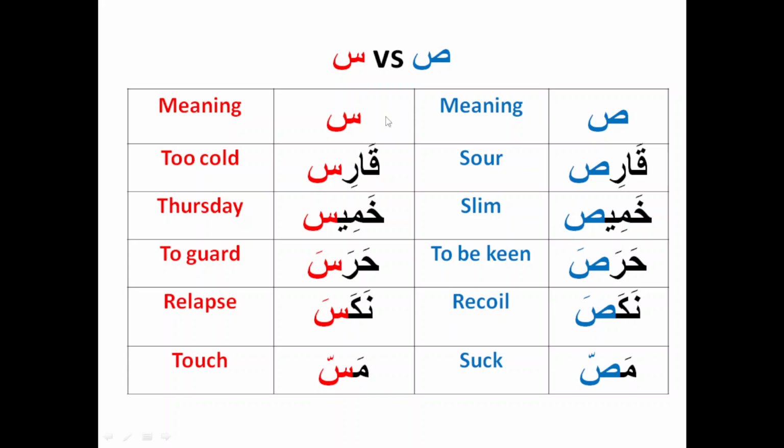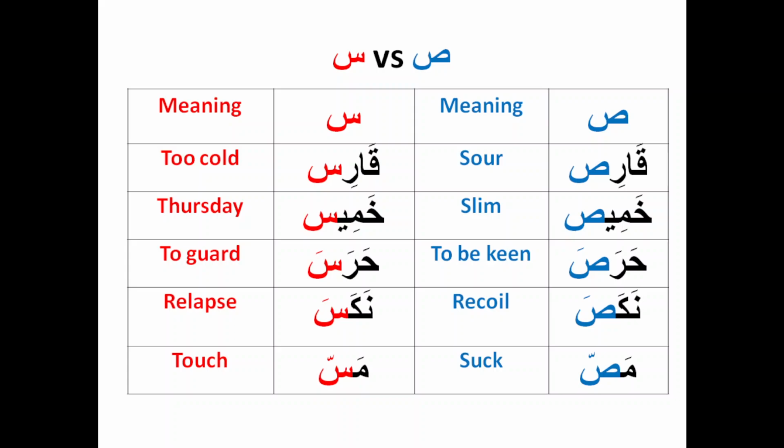قارص، قارس. خميص، خميس. حرص، حرس. نكص، نكس. مص، مس. Right? So these are some examples of sad and sin in different positions of the words.